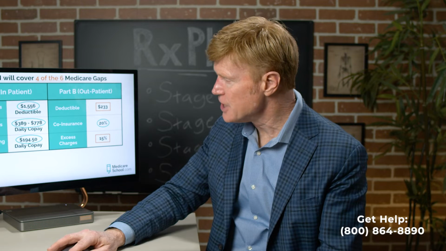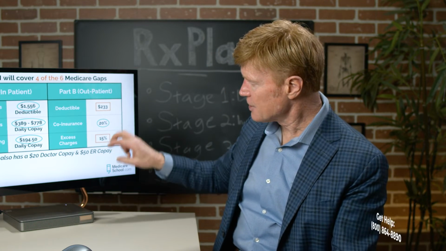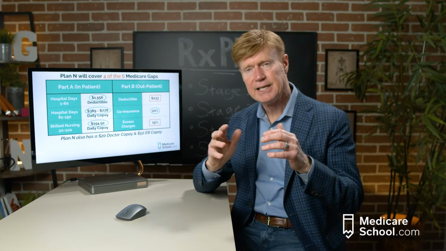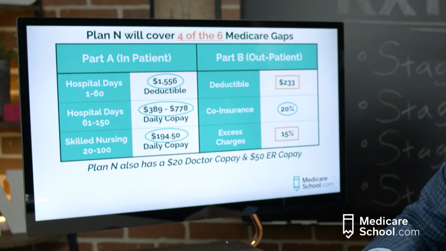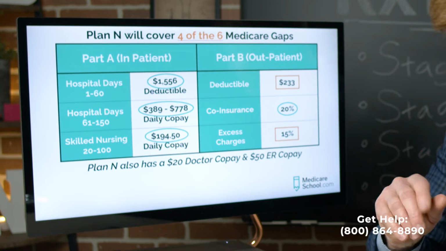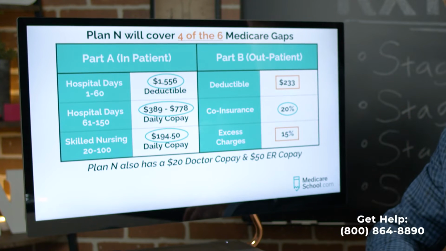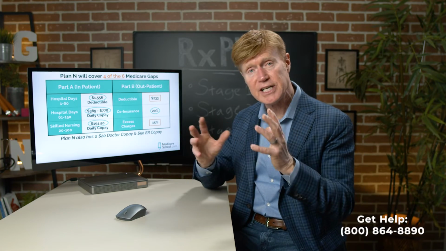So let's make just a quick few comparisons between the G and the N plan. First off, the N plan, beyond these two responsibilities that you have, these 2 gaps, you'll also have to pay every time you see a doctor or a specialist or any kind of physician, a $20 copay. Anytime you go to the emergency room, you would have a $50 copay. Again, very reasonable, but that again is the difference between the G and the N.